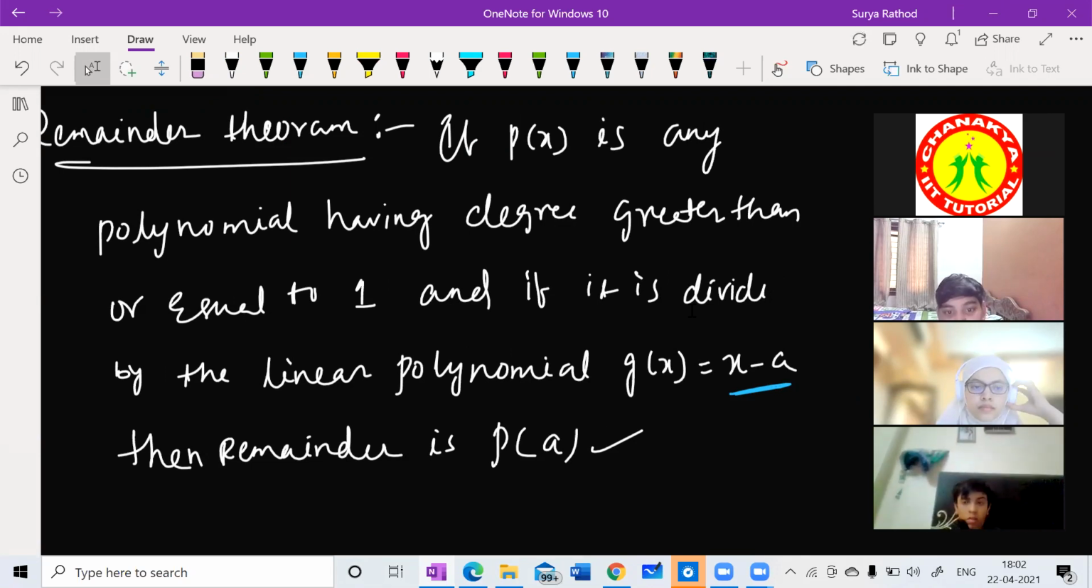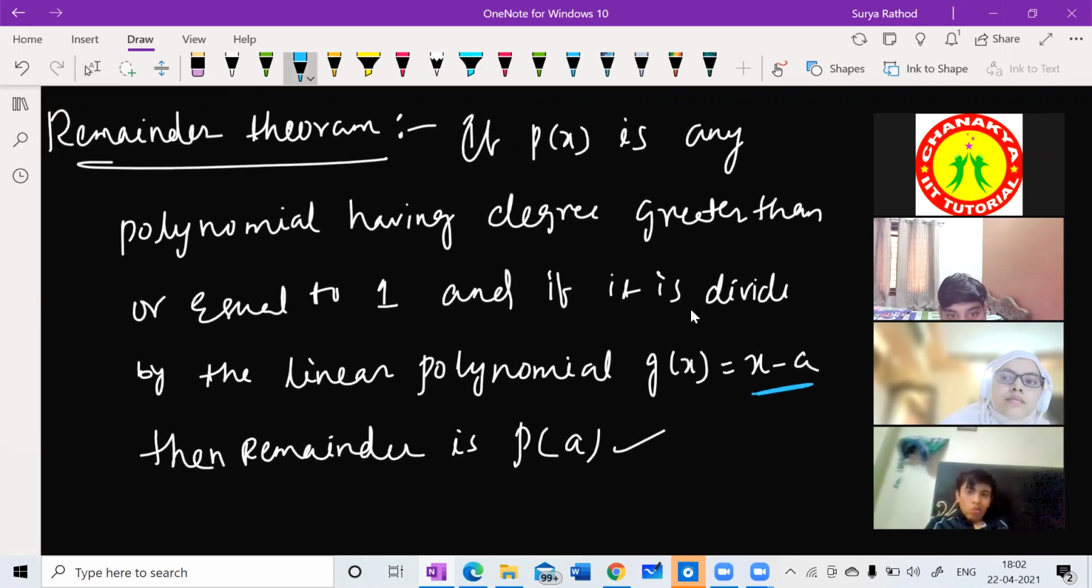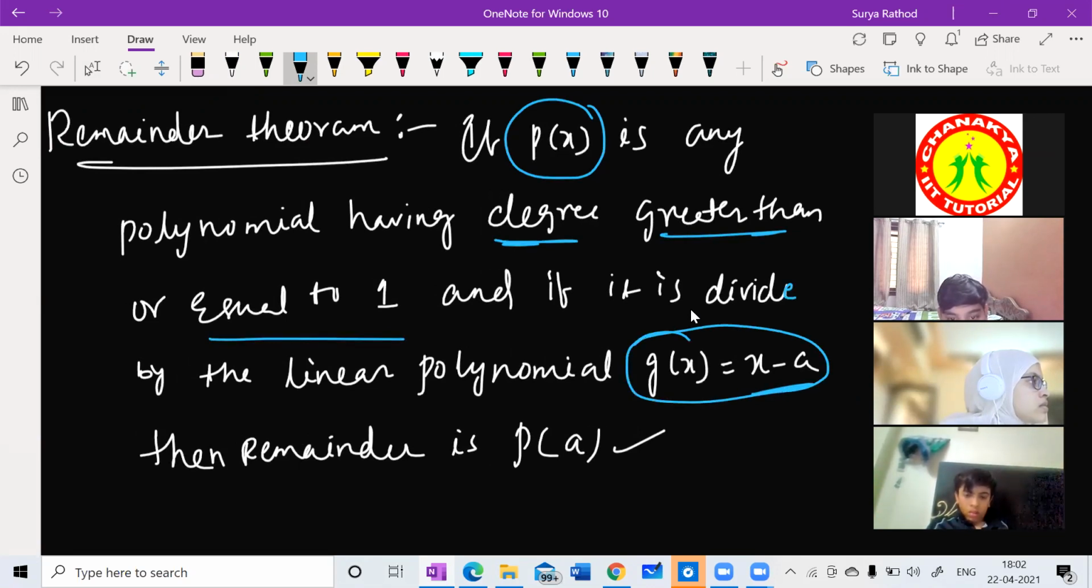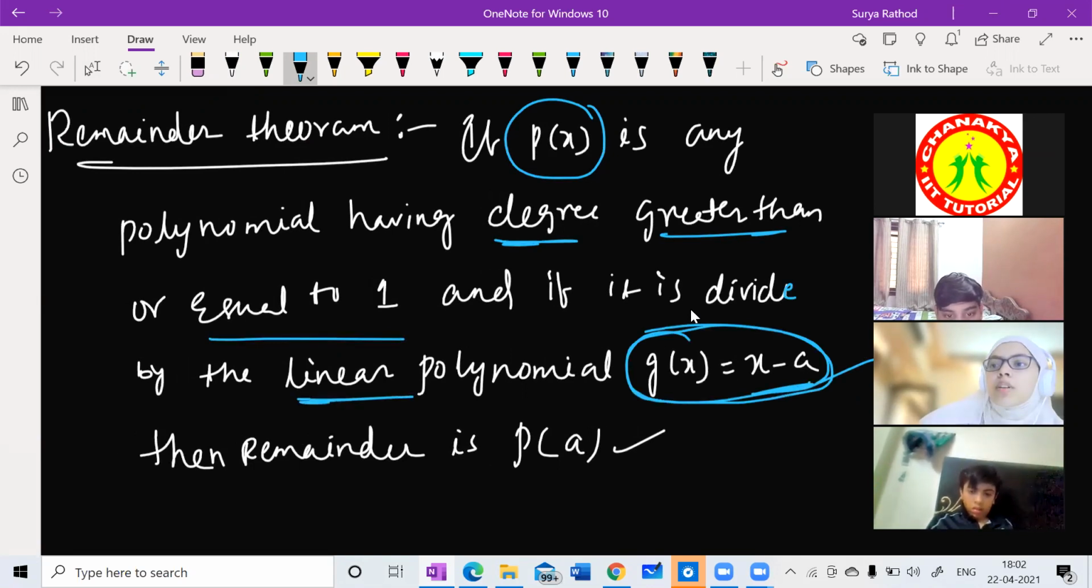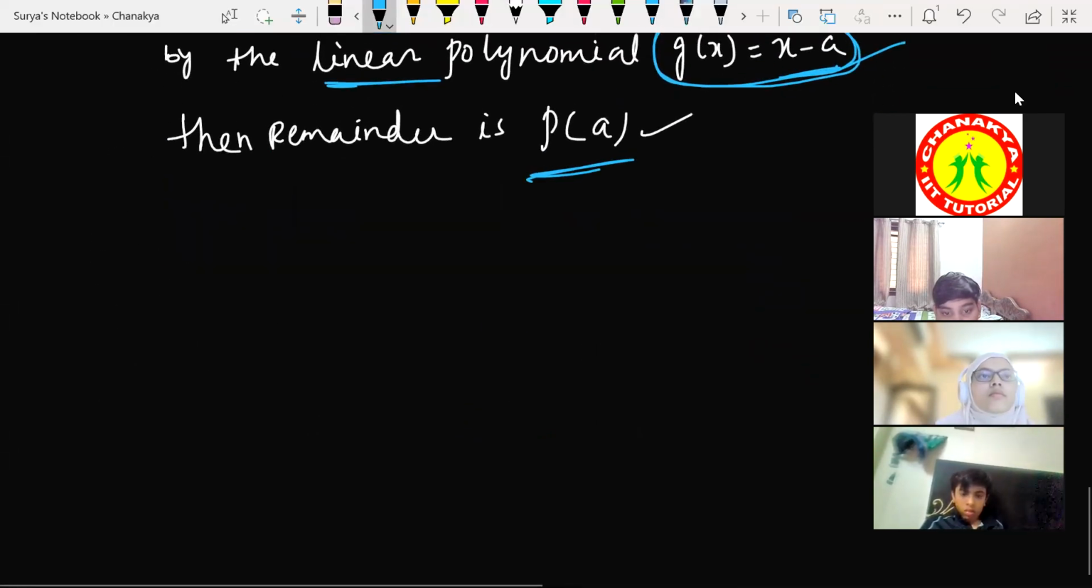See here, one second. Let me repeat this definition. The remainder theorem says, if P of X is a function which has degree greater than or equal to 1, and I'm dividing that polynomial P of X with a linear polynomial x minus a, then what is going to be my remainder? P of a. I'll tell you one by one now. We'll solve an example here.